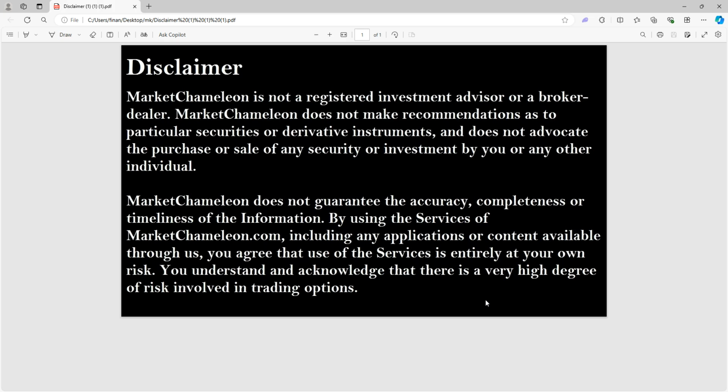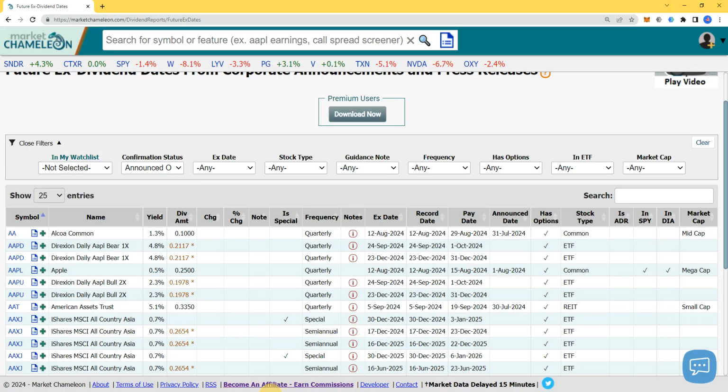My name is Zip, also known as Finance After 40. Let's get started with the dividend screener and why you should pay attention to this one. So in here you got a couple of options. You see the same filters from before: my watch list, confirmed, announced, projected, ex-dividend date. So you got more filters in here.